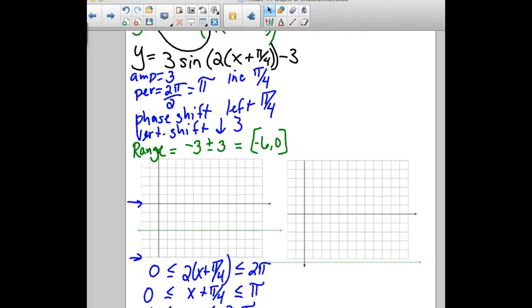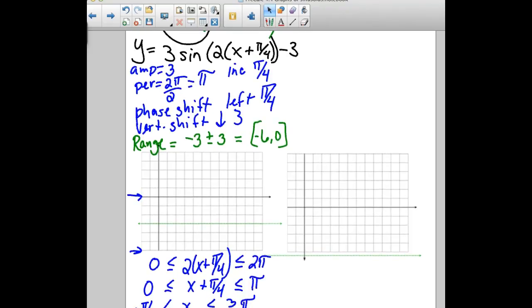And we said the period should be pi, our increments should be pi over 4s. So we are going to start over here at negative pi over 4, and we're going to go by pi over 4 increments. So my next tick mark is going to be at 0. Then my tick mark is at pi over 4. Then 2/4, which would be pi over 2, and then 3/4. All right. So do I have 5 labels for my 5 key points? All right.